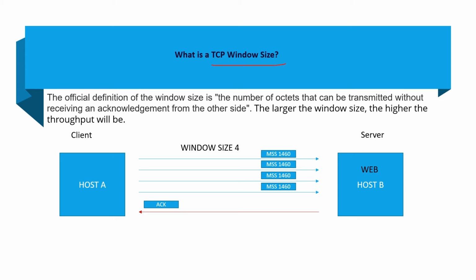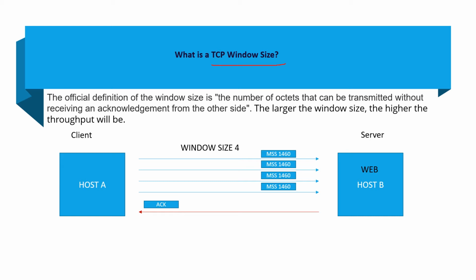Let's talk about TCP window size. TCP window size plays a very critical role when we talk about the total throughput which we are going to get between two WAN devices. It can be SD-WAN, it can be a WAN optimizer. The official definition of the window size is the number of octets that can be transmitted without receiving an acknowledgement from the other side. The larger the window size is going to be, the higher the throughput you are going to get.